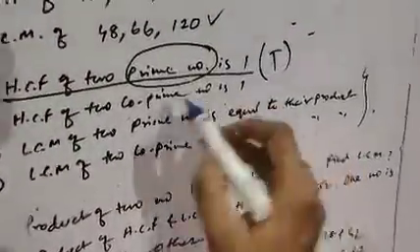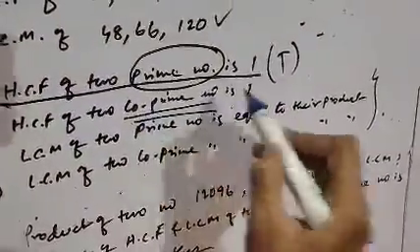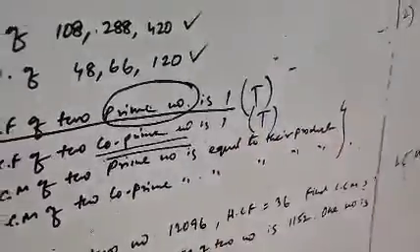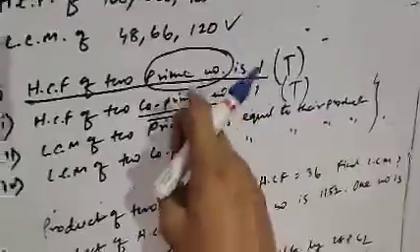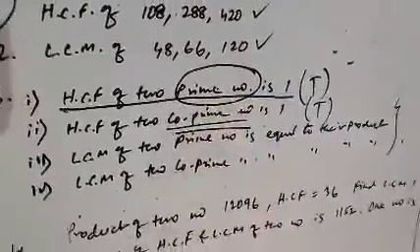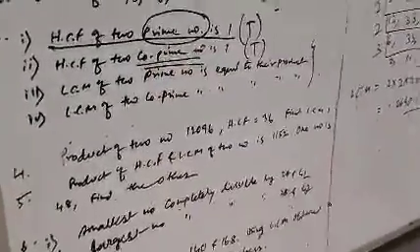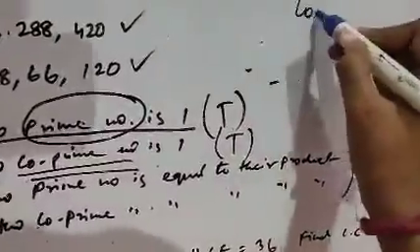Next, HCF of two co-prime numbers is 1. This is also true. Now, what is a co-prime number? We have learned the prime number. Now, we will learn what is a co-prime number.